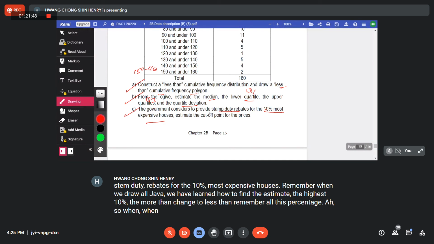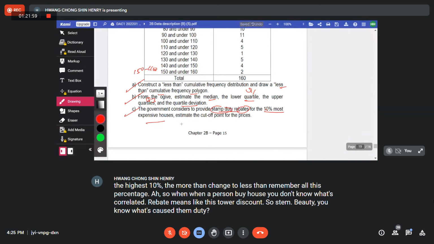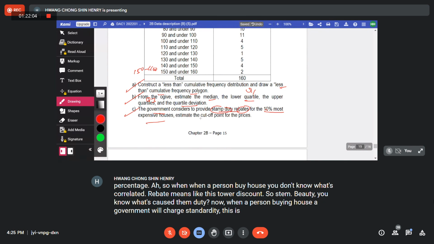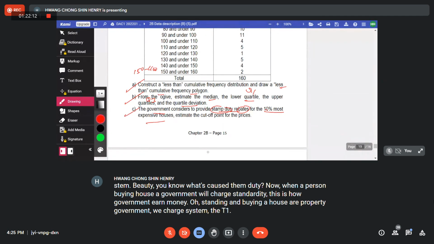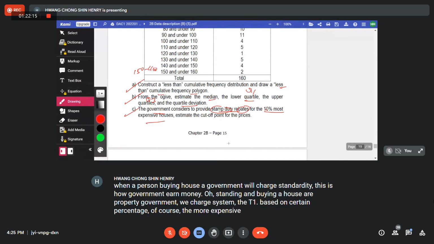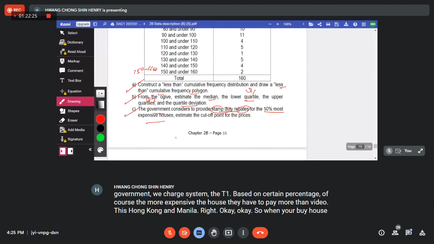So when a person buys a house, you all know what's called a rebate. Rebate means like discount. So stamp duty, you know what's called stamp duty? Whenever a person buys a house, government will charge stamp duty. This is how government earns money. Selling and buying a house, property, government will charge stamp duty based on a certain percentage. Of course, the more expensive the house, they have to pay more stamp duty. Good, right? So when you buy a house, next time you know.